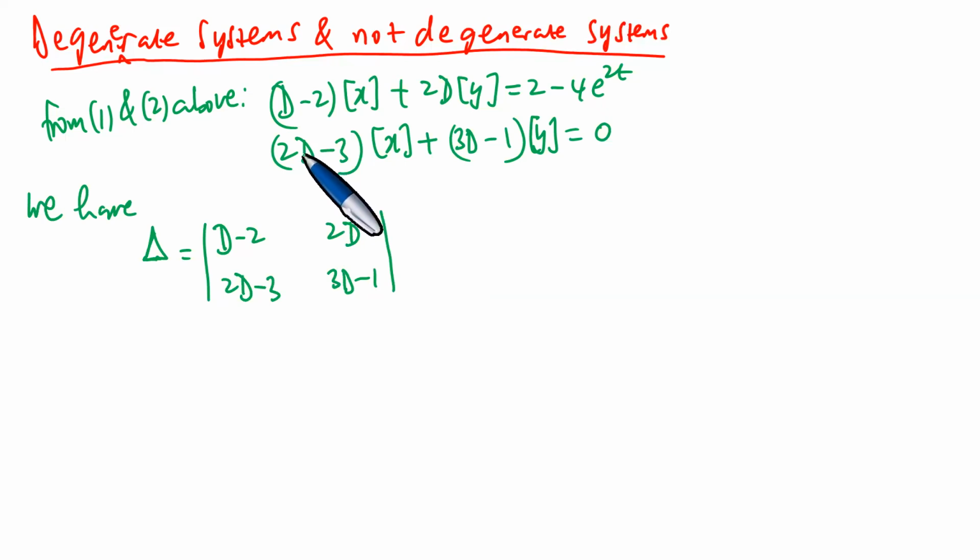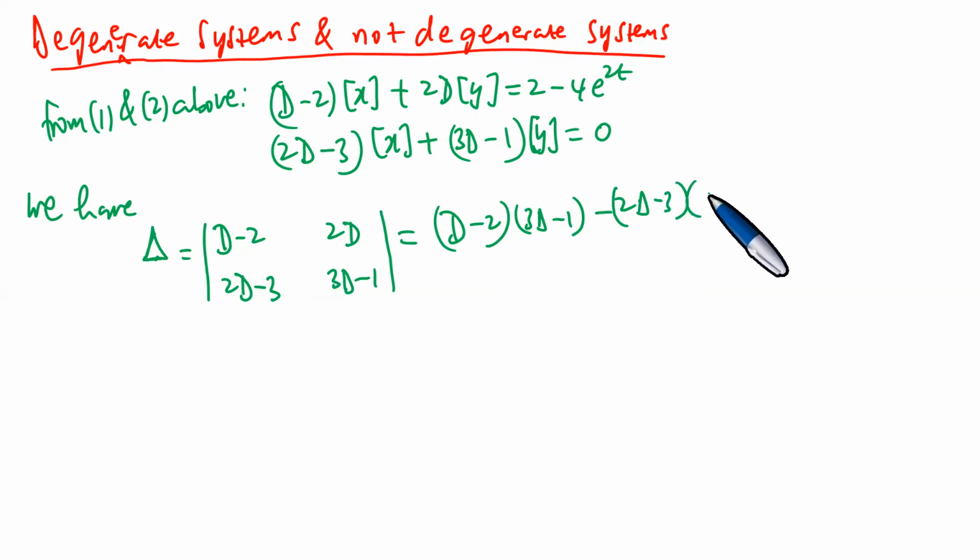All right, I want us to analyze this very carefully because it is very, very significant for us to understand this. Let us find the determinant of this. This is the determinant of the coefficient matrix, okay? When you have the D minus 2, etc. And this is how we study degenerate systems and systems that are not degenerate. Let's find the determinant: D minus 2 times 3D minus 1, minus twice D minus 3 times twice D.